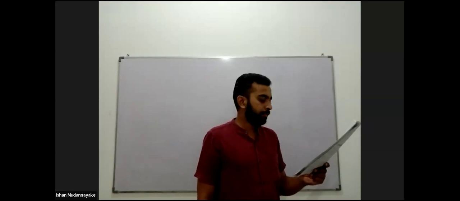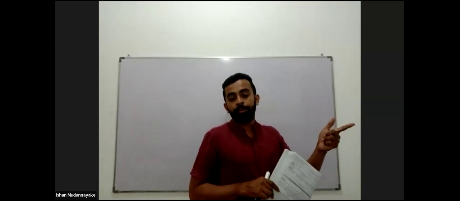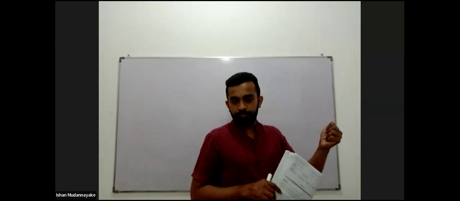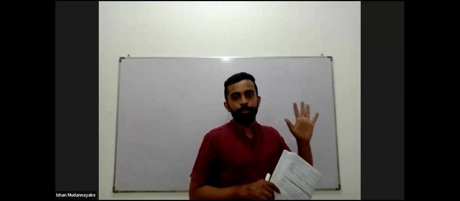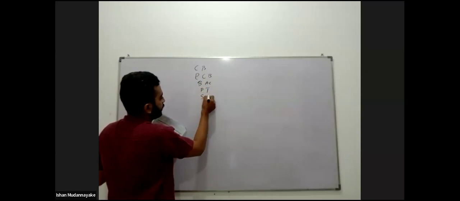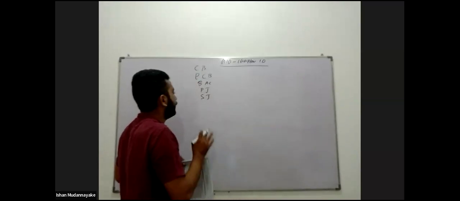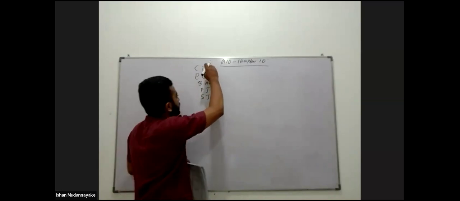Up to now, we have discussed the cash book, petty cash book, bank account, purchase journal, and sales journal. Those are the primary books we discussed up to now. Grade 10, chapter 10.